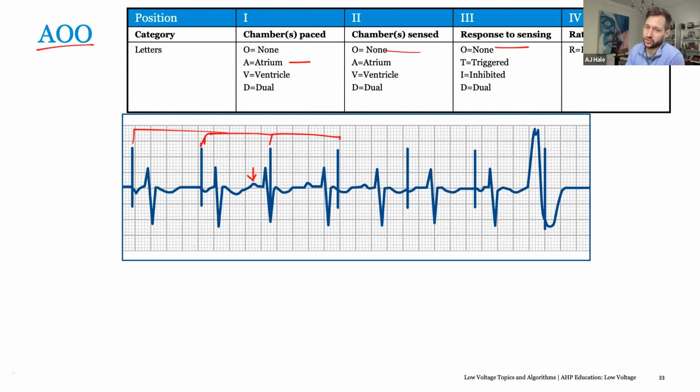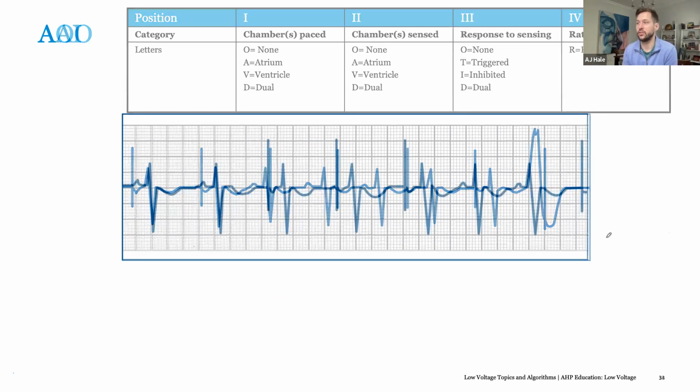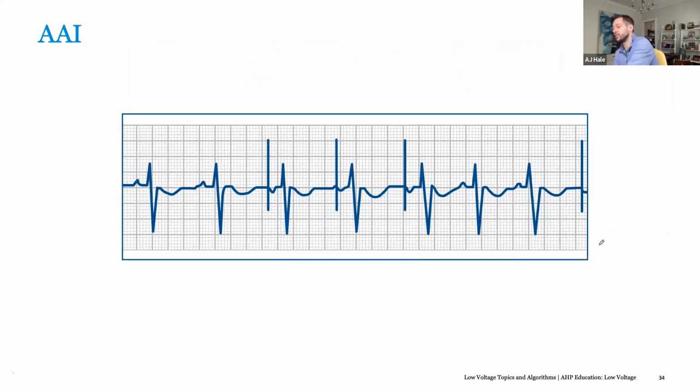AOO is much less risky than VOO because pacing into a vulnerable period in the atrium could put them into AFib. So sure, they could have AFib with RVR that could eventually degrade into something in the ventricle, but it's not like you're going to put them into VT or VF by accident with one pace. So just things to keep in mind. It's not as crucial to worry about atrial devices, atrial-only devices.